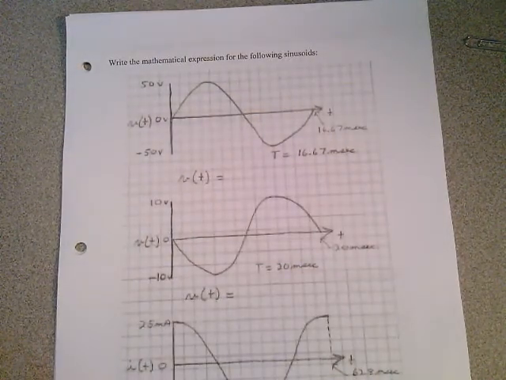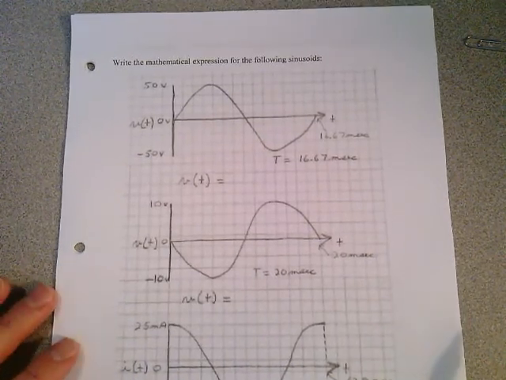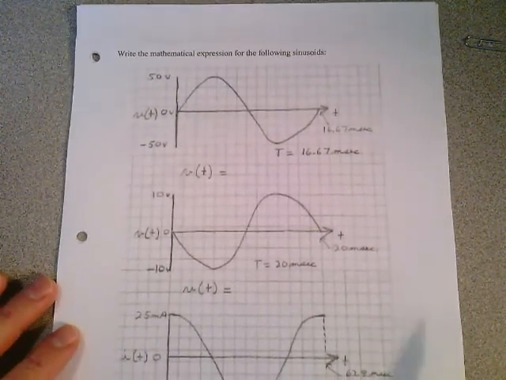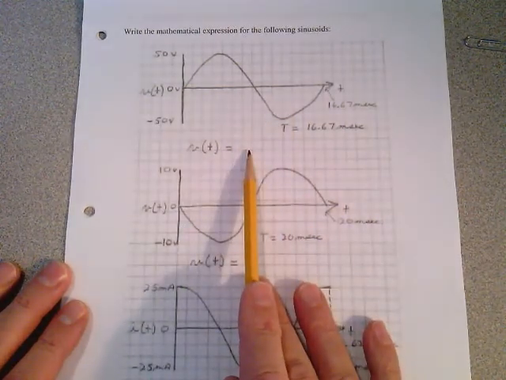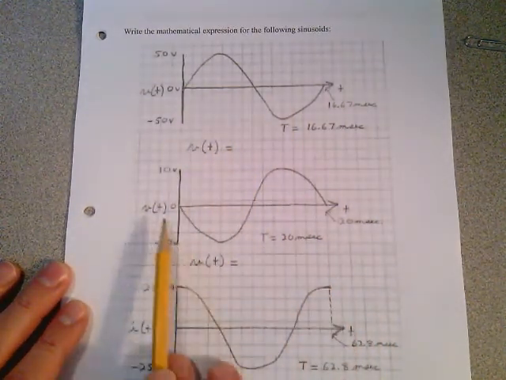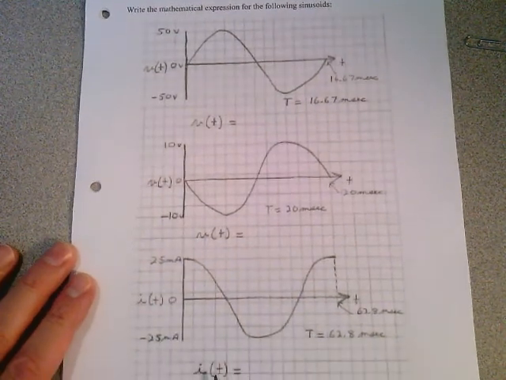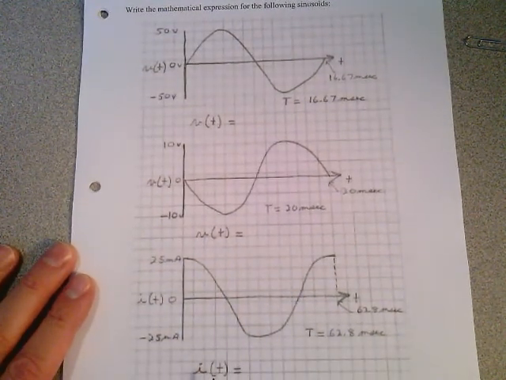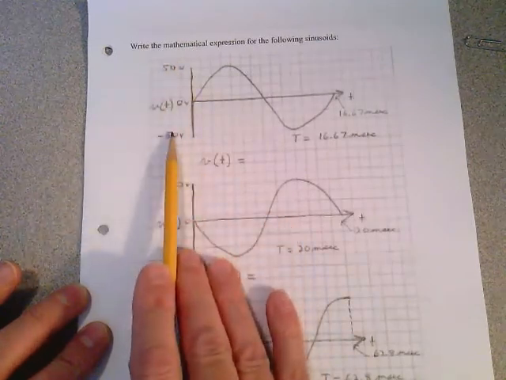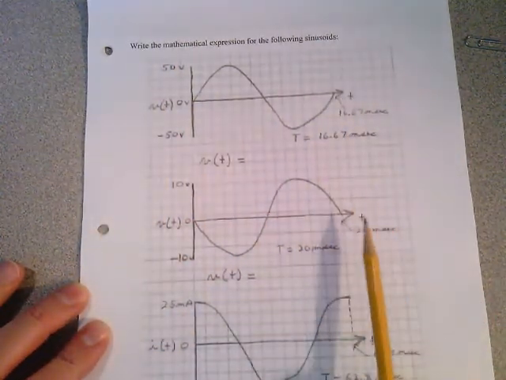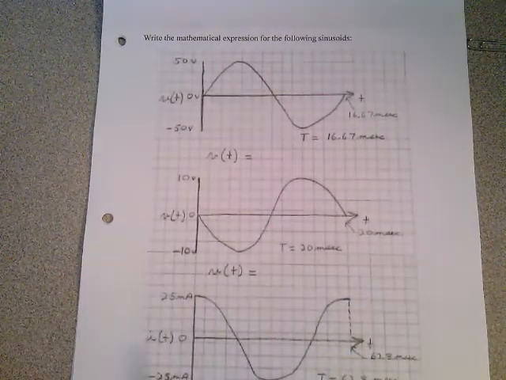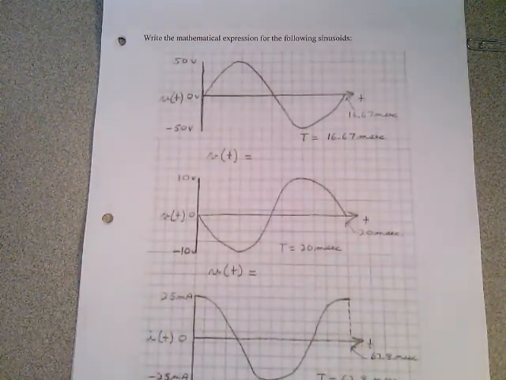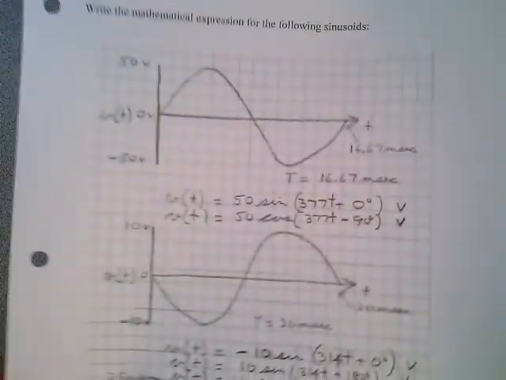If you look at page 117, writing mathematical expressions for the following sinusoids, I'd like you to look at this and write the mathematical equation for this wave in terms of voltage, this wave in terms of voltage, and this wave in terms of current, based on the values I have here for the ordinate axis and the period I have labeled in the time axis out here. Then stop the video and actually work that out, and this is what you should end up with.